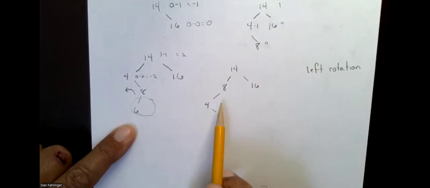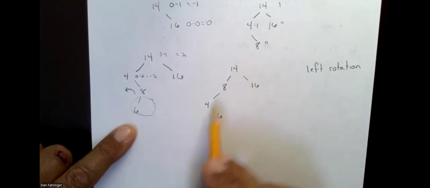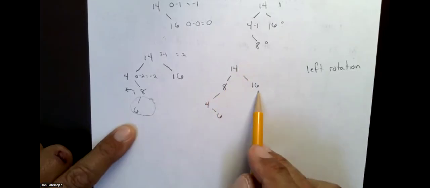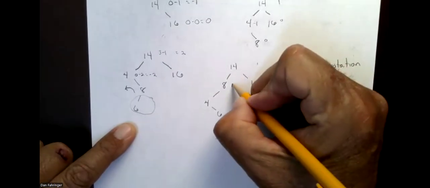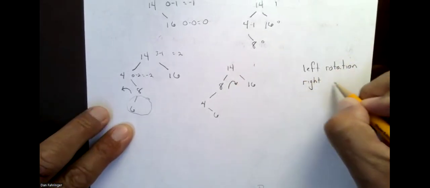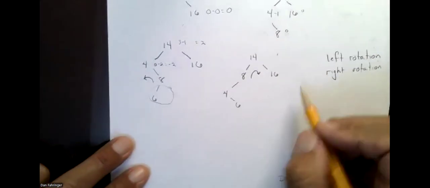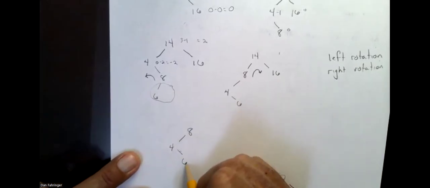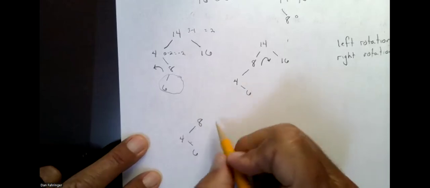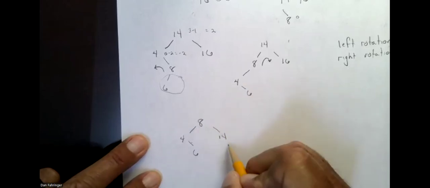Well, this is still not good because this guy is 1, 2, 3 minus 1. He has a balance factor of 2. So now I need to do something called a right rotation. And when I do that, 8's going to rotate up. I still have the 4 to the left. I have the 6 to the right. When this rotated up, the 14 goes there and the 16 goes there.